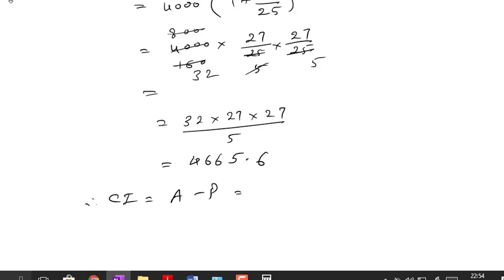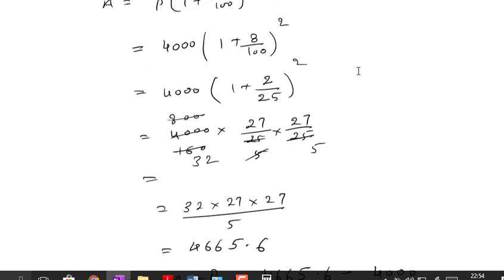Therefore compound interest is amount minus P. So amount is 4665.6 minus the value of P, which is 4,000. So we get the result as 665.6. This is the compound interest.